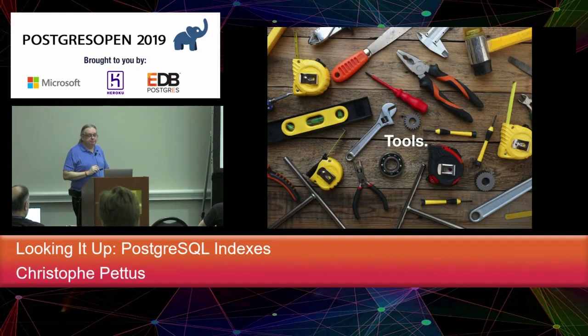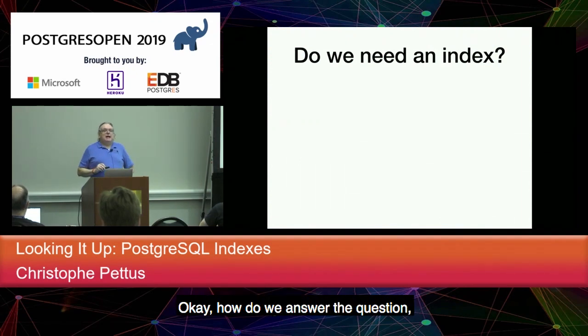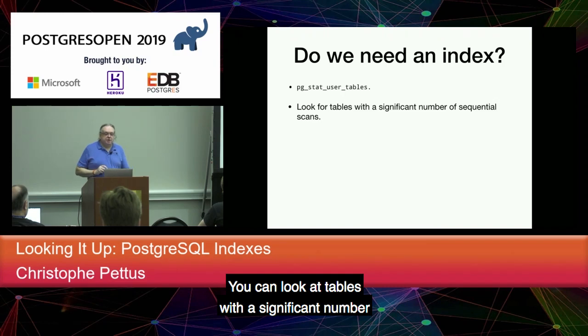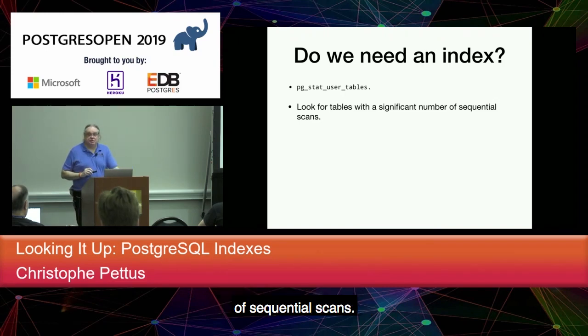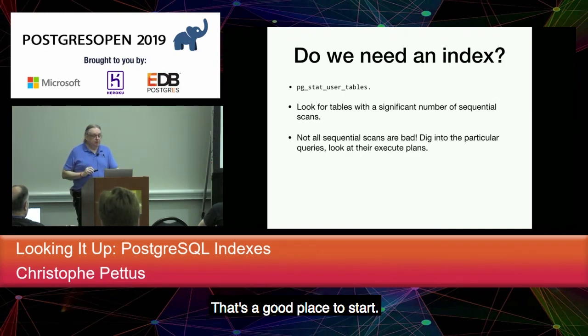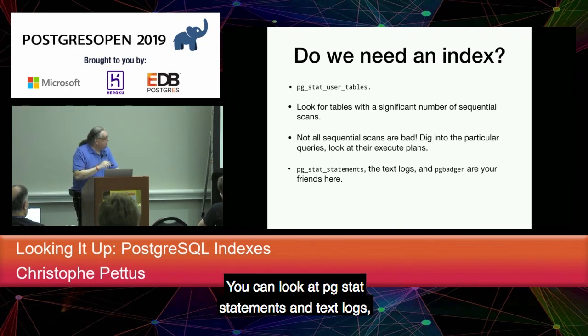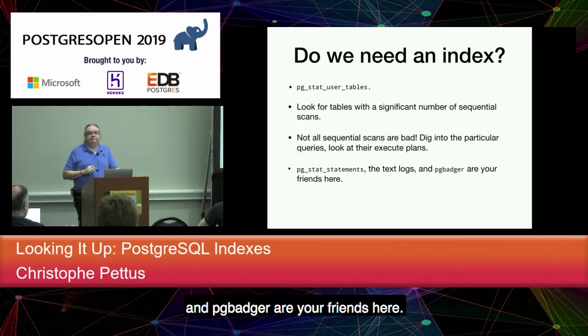Okay. How do we answer the question, do we need an index? Well, look at pg_stat_user_tables. You can look at tables with a significant number of sequential scans. That's a good place to start. Not all sequential scans are bad. Look at the particular queries, look at their execution plans, decide what you're going to do. You can look at pg_stat_statements and the text logs, and pgBadger are your friends here.